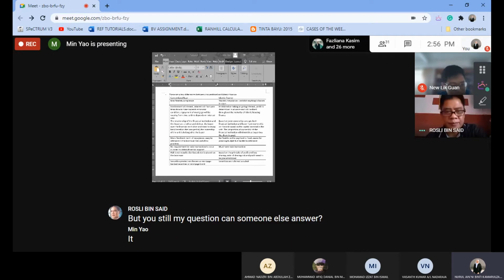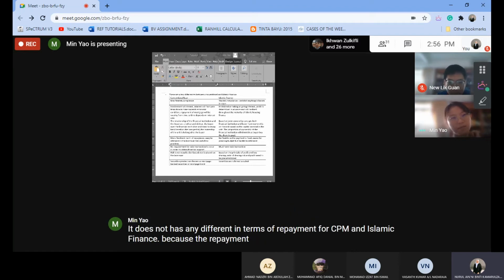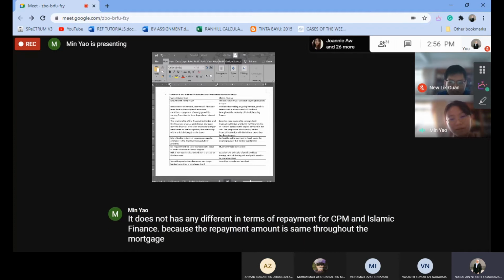There is no difference in terms of repayment for CPM and Islamic finance, because the repayment amount is the same throughout the mortgage period.